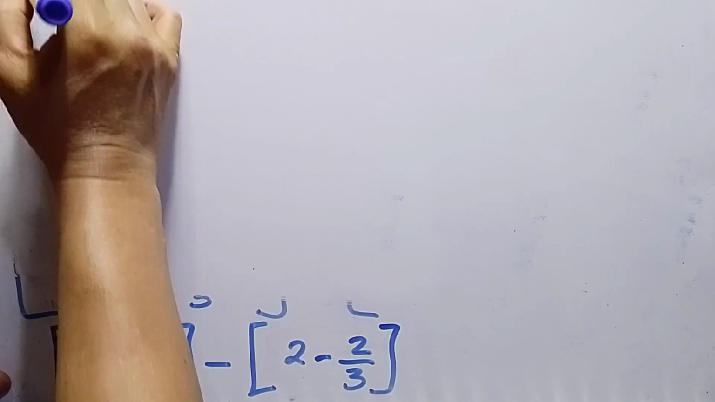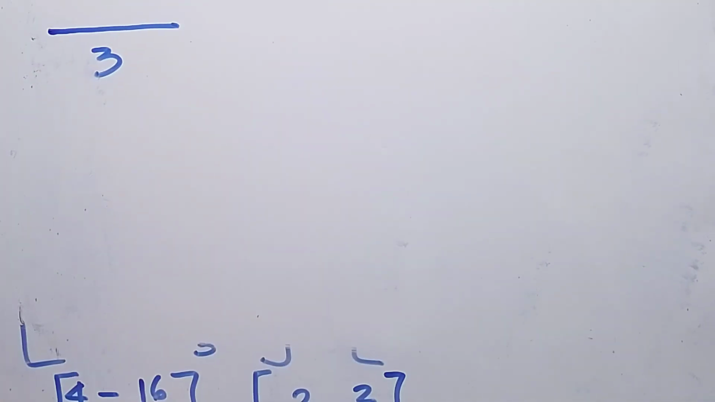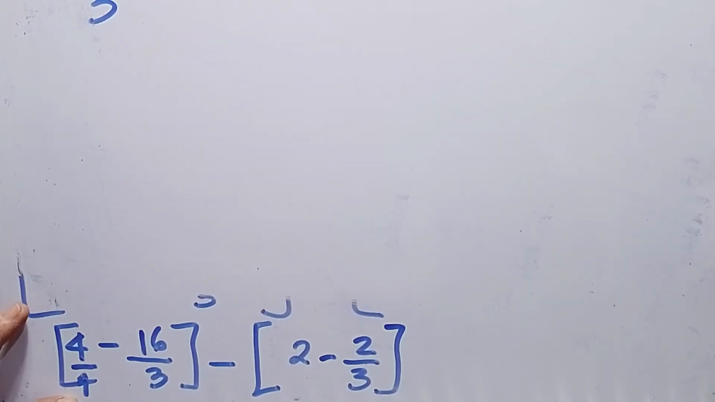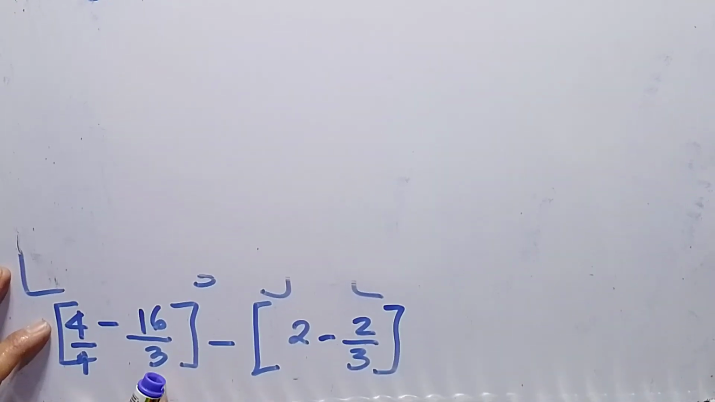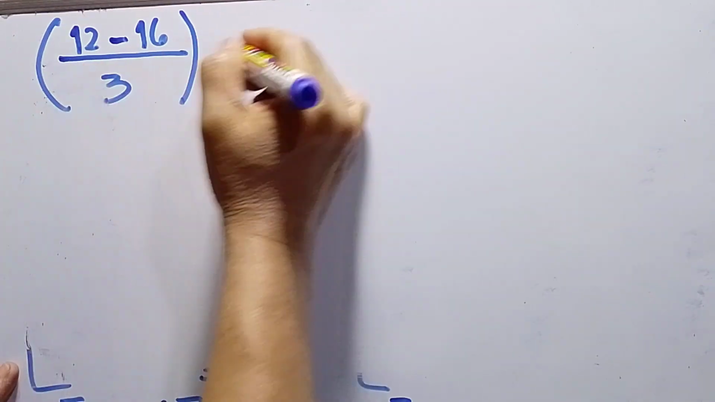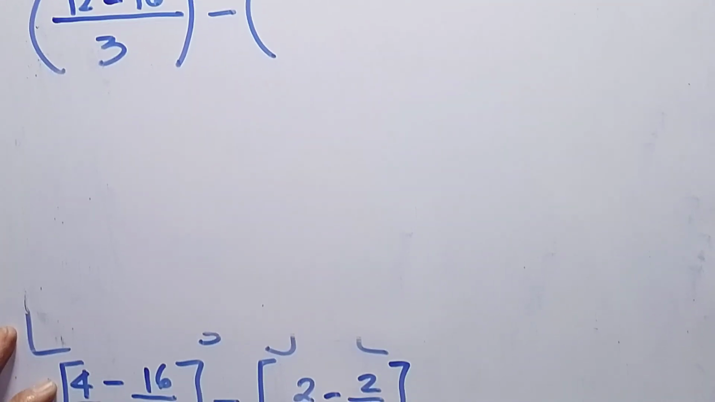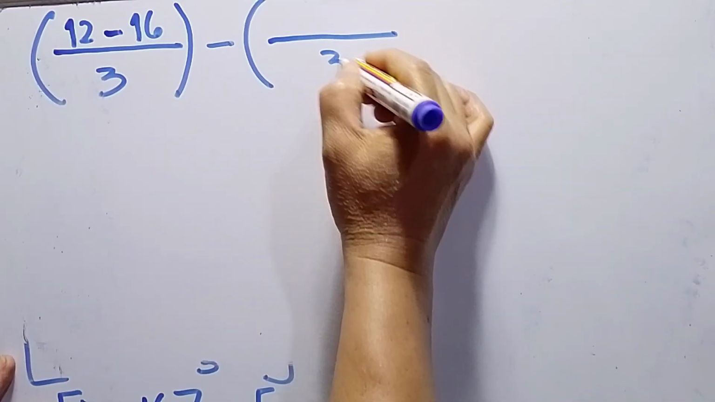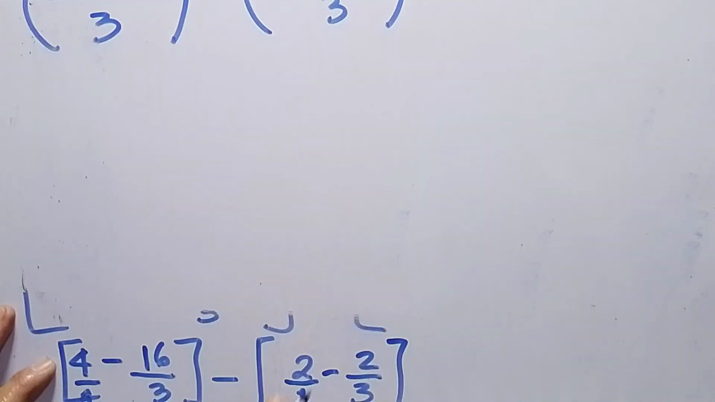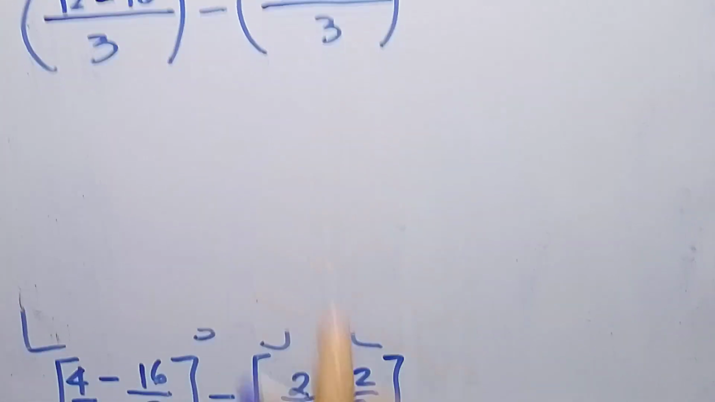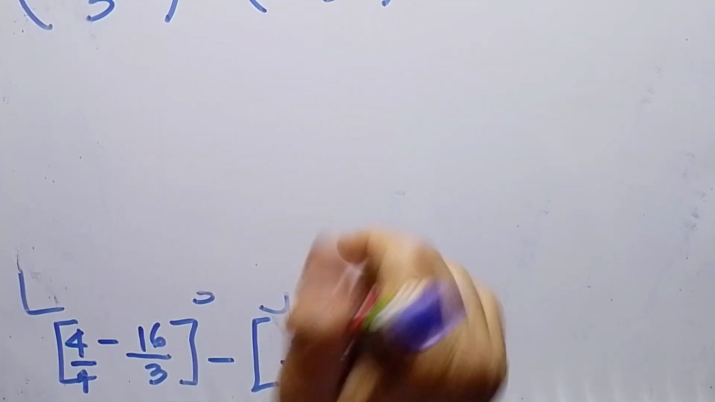Okay, so the LCD will be 3. Take note, there is a 1 in here as the denominator. So 3 divided by 1 is 3, times 4 is 12. Then 3 divided by 3 is 1, times 16, so this will be minus 16. Minus, for the LCD I also need to put 1 here as the denominator and take my LCD, that is 3. So 3 divided by 1 is 3, times 2 is 6. Then 3 divided by 3 is 1, times 2 is 2.